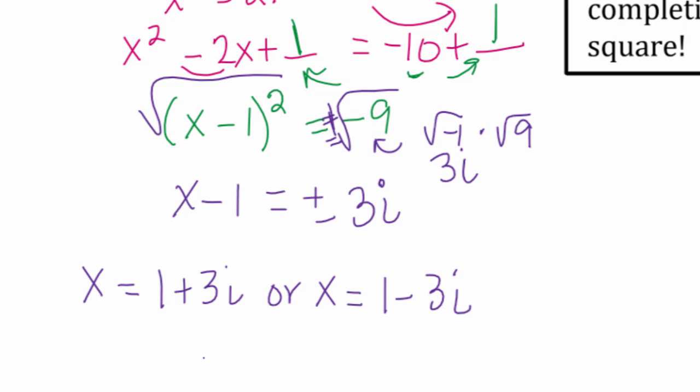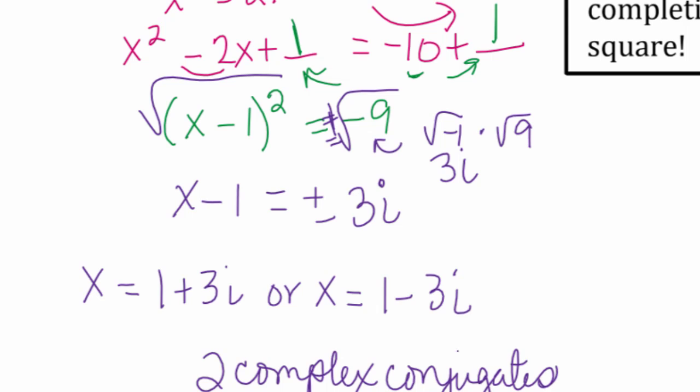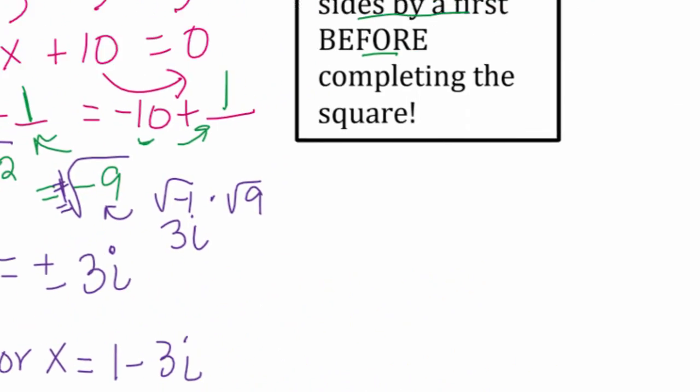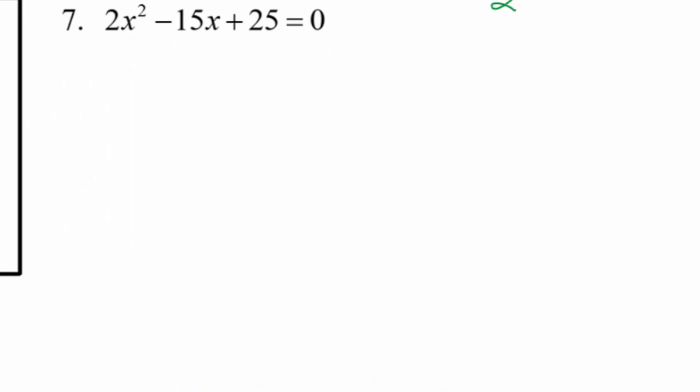What kind of roots did we get? We got two complex conjugates. Yep. Did you follow all that? Okay, we get to do it one more time. Look at number 7 because our a is not 1. So we're going to have to divide everything by 2. So let's rewrite.